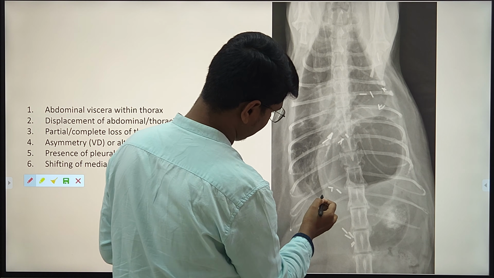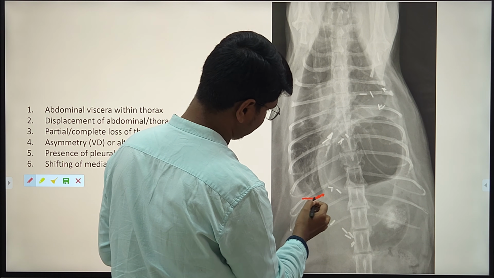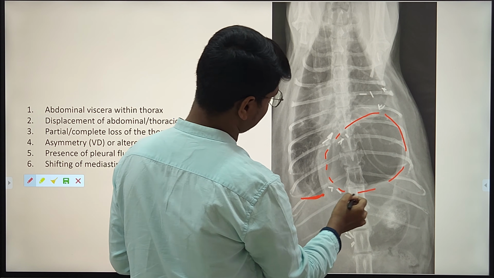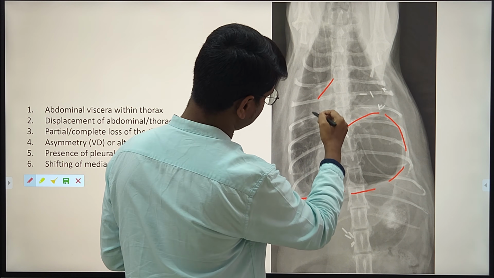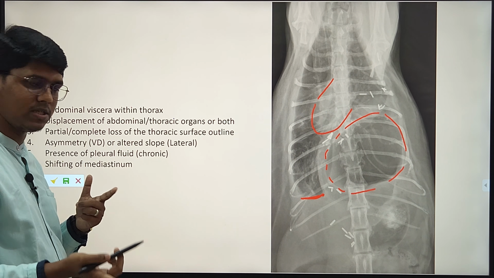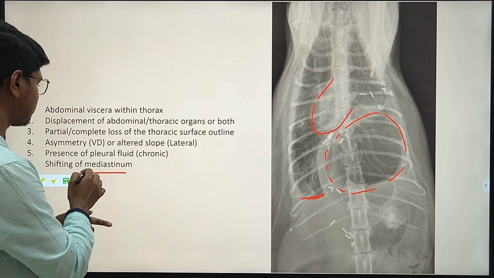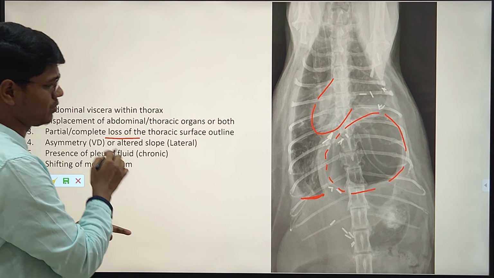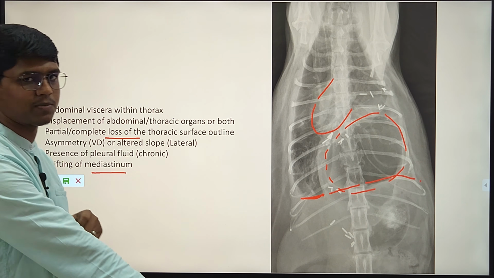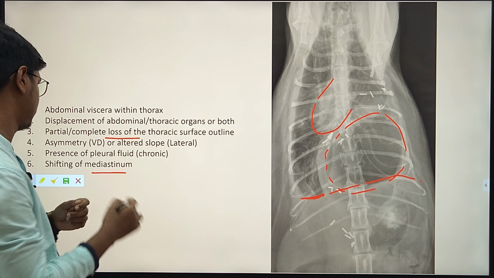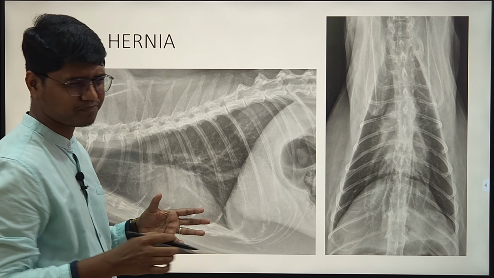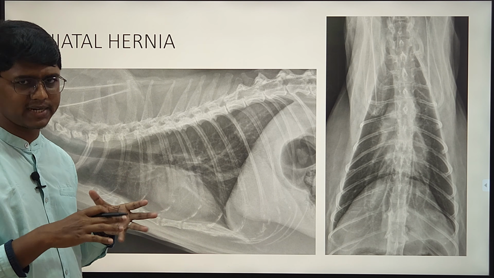You can see here some part of the diaphragm is visible, especially the right side, and you can see the stomach has been herniated into the thorax. The heart has been shifted to the right-hand side. When the heart is shifted, it means the mediastinum is also shifted. And you can see partial loss of thoracic surface outline. Yes, in this particular portion of the diaphragm, the thoracic surface outline has been lost. So this is basically a traumatic diaphragmatic hernia.